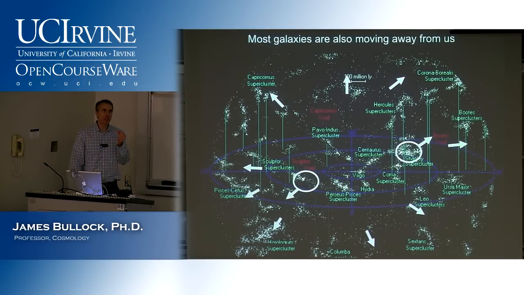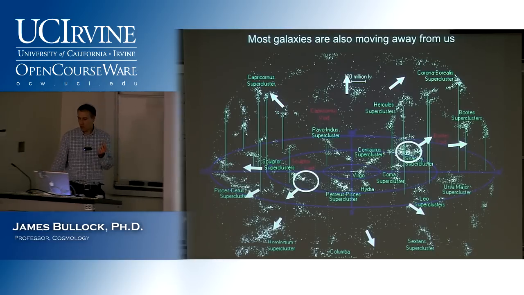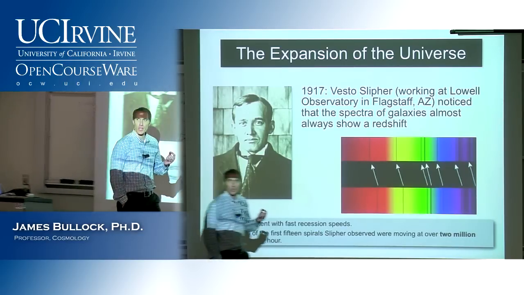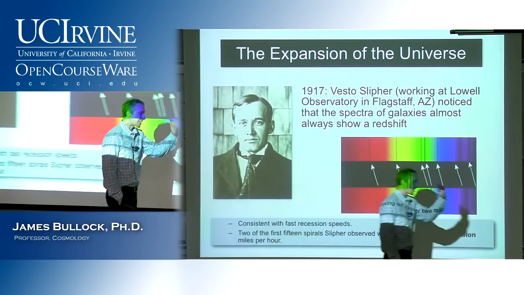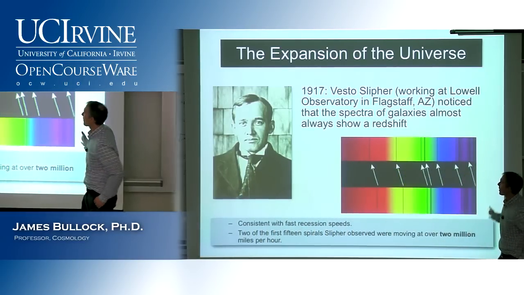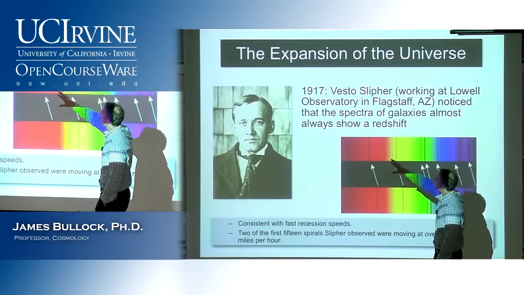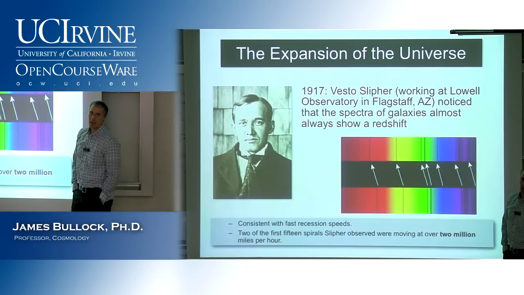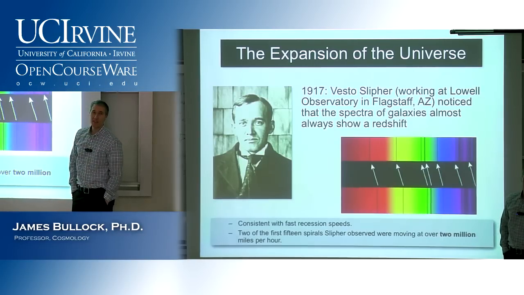Now, in order to measure these velocities, how do we do it? We're using the idea of redshift. And the real champion in this story, the key player in actually getting the velocities, we have to go back in time to 1917. There was a guy named Vesto Slipher who was working at the Lowell Observatory in Flagstaff, Arizona.